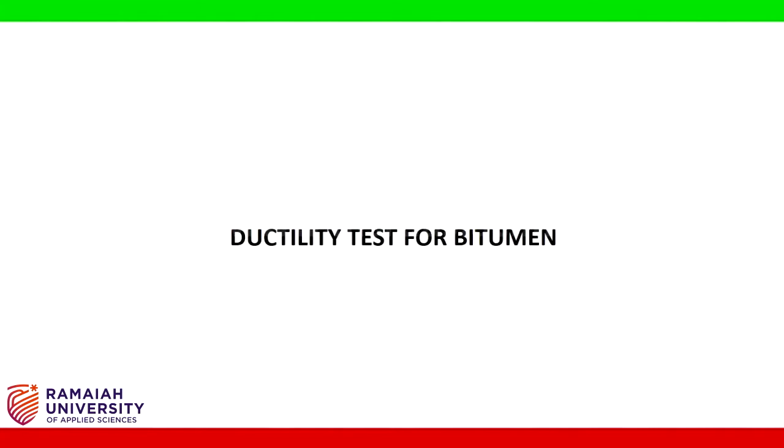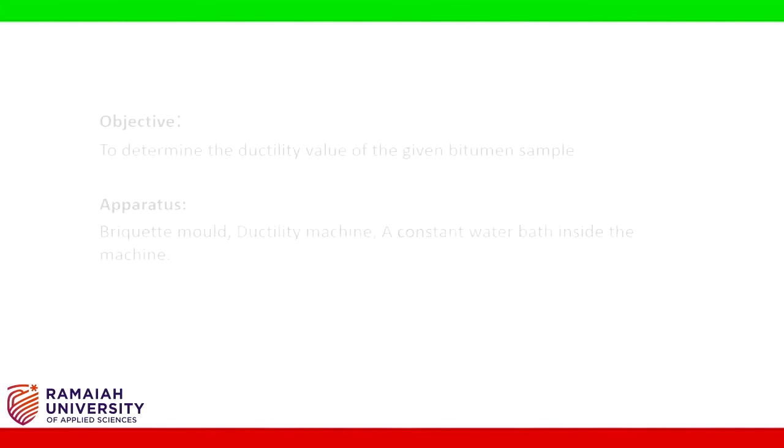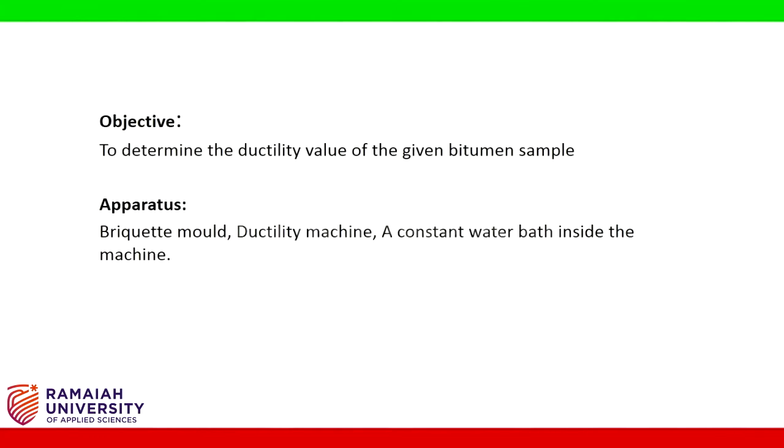Hello students. With this experiment, we are determining the ductility value of the given bitumen sample. Apparatus: briquette mold, ductility machine, a constant water bath inside the machine.